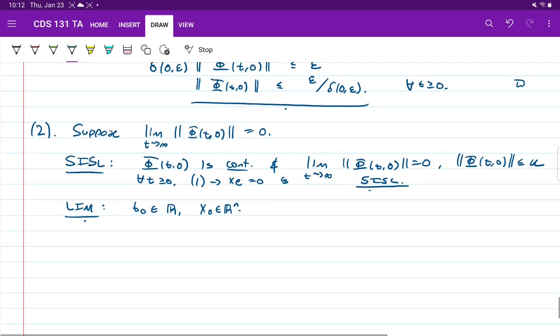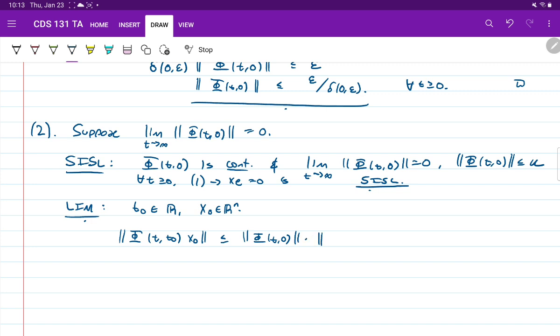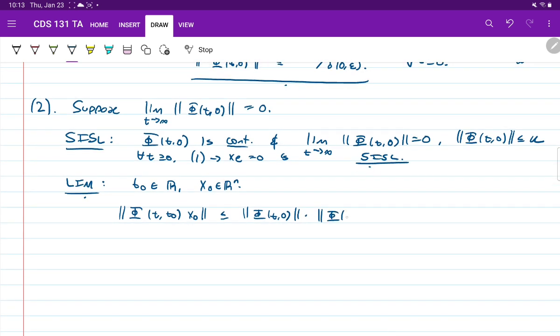Okay, so then what we have is that phi of t naught x naught, which equals the solution of our system, is, by a similar process to the above, less than or equal to phi of t comma 0 multiplied by phi of 0 comma t naught times x naught. All right.